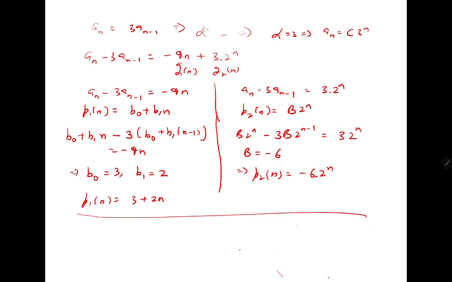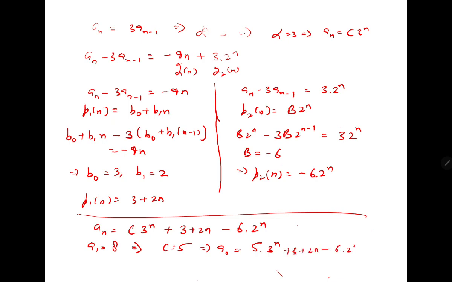It means your general solution an is c times 3 raised to the power n plus 3 plus 2n minus 6.2 raised to the power n. Now for a1 is equal to 8, you just substitute n is equal to 1 and that gives you c is equal to 5. It means the required solution is 5 multiplied by 3 raised to the power n plus 3 plus 2n minus 6.2 raised to the power n.